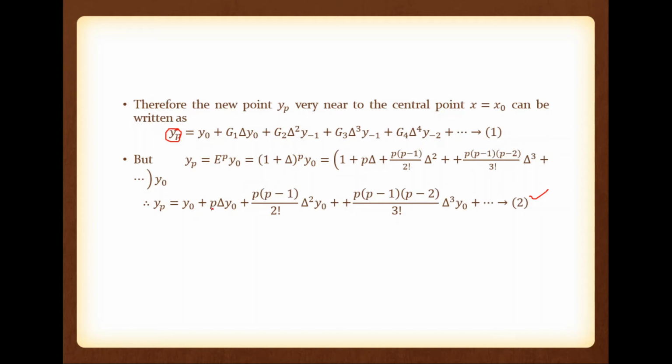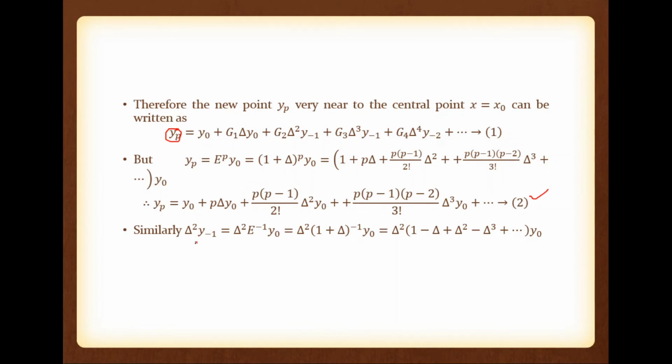Similarly, we can replace yp with this term. Now you can see that this term has delta y0 term. So definitely g1 is equal to p if you are comparing this. Now to have delta square y0, here we don't have delta square y0. So we have to represent delta square y minus 1 in terms of this one. That we are going to do. So take delta square y minus 1. What is delta square y minus 1 with respect to y0?